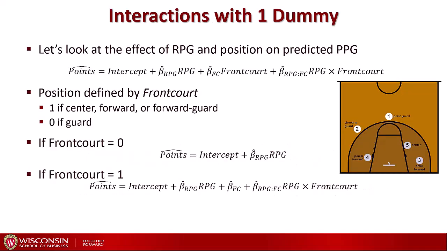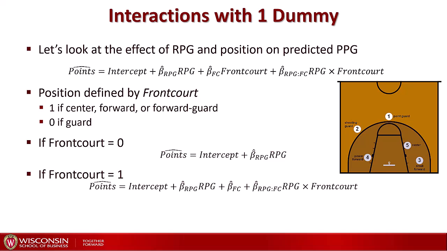Now let's talk about interaction terms with one dummy. Specifically, we want to look at the effect of rebounds per game and position on the predicted points per game. Here, rebounds per game is a continuous variable. It could take any value. It could be 1.5 rebounds on average, 1.7 rebounds on average. And front court is a dummy variable, so it's either 0 or 1. Specifically, it's 0 if the player is a guard, so a backcourt player, and it's 1 if the player is a center, forward, or forward guard, so a front court player.